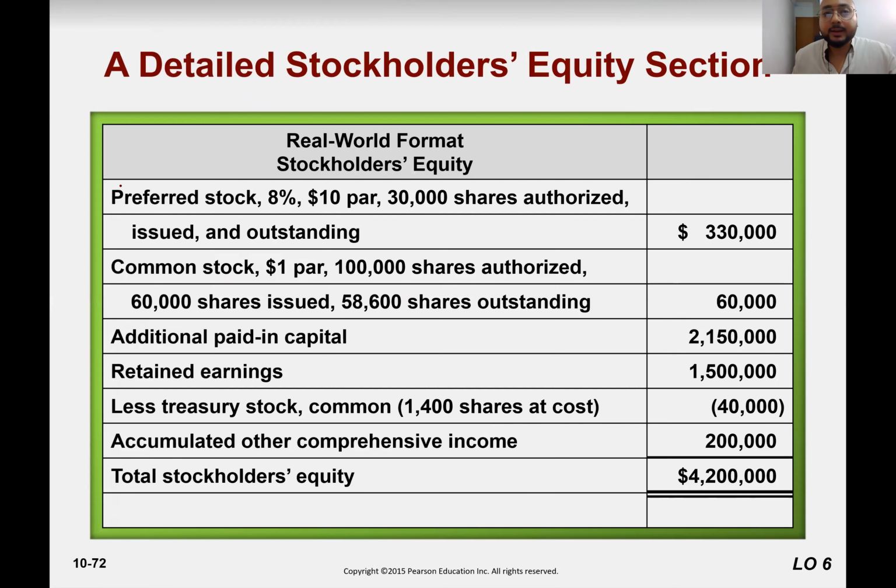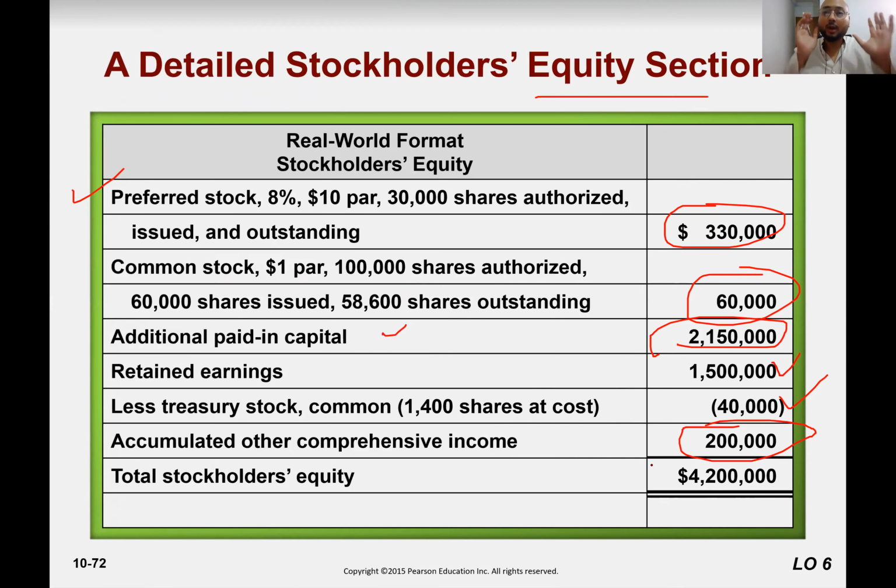So that is a detailed look at the equity section of the balance sheet. We have preferred stock, which we write down here. Then we write down common stock, additional paid-in capital in excess of par of common, retained earnings, treasury stocks, and at the end, other comprehensive income. That's it. So this is how we show the common stock treatment, the preferred stock treatment, and the retained earnings treatment in our balance sheet.